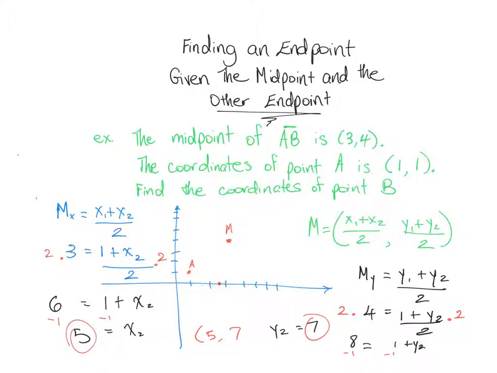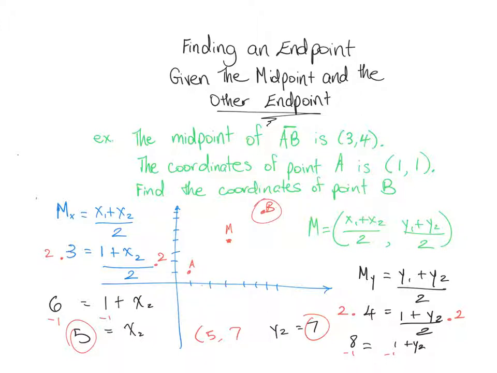1, 2, 3, 4, 5, and up 7. 1, 2, 3, 4, 5, 6, 7. And that totally makes sense. Let's draw that in. And that is our other endpoint.